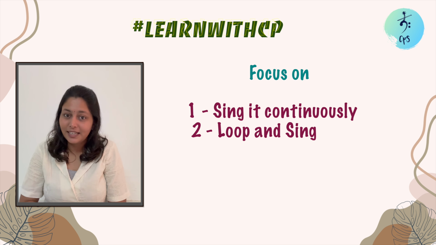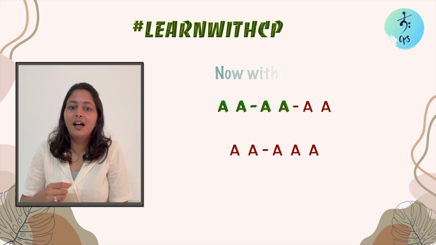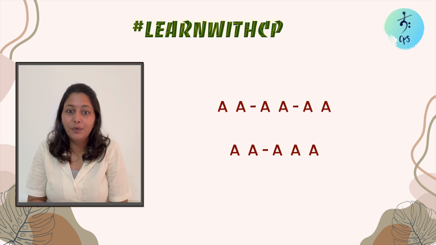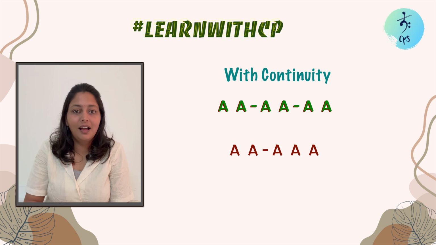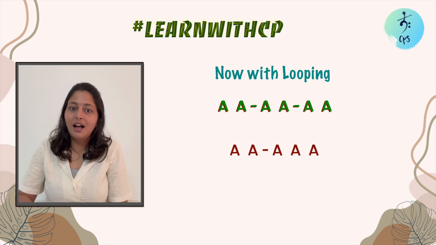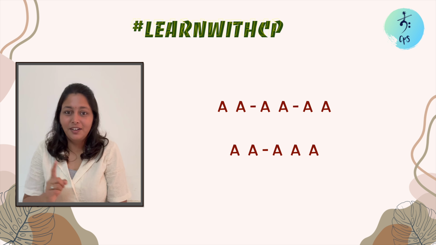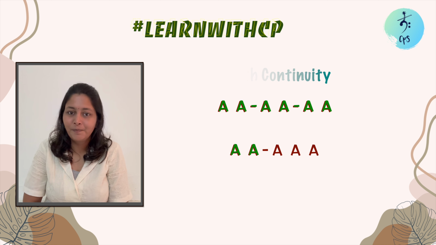Now let's try the first and second bit like this. This is with continuity. Understood? It may sound difficult, but if you actually understand what is happening behind these notes, it'll be very, very easy for you. Okay? So now let's try 1, 2 and 3 together. Now with the looping. Very nice. Now 1, 2, 3 and 4. With the loops.